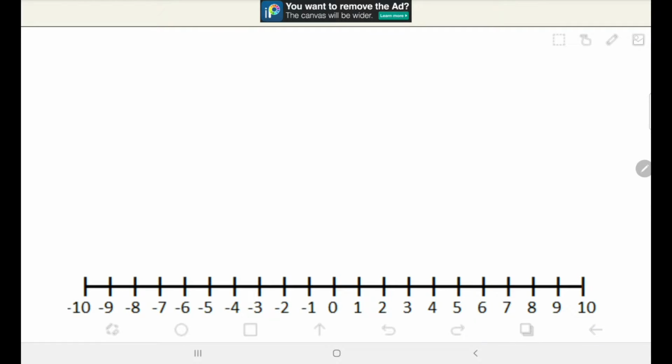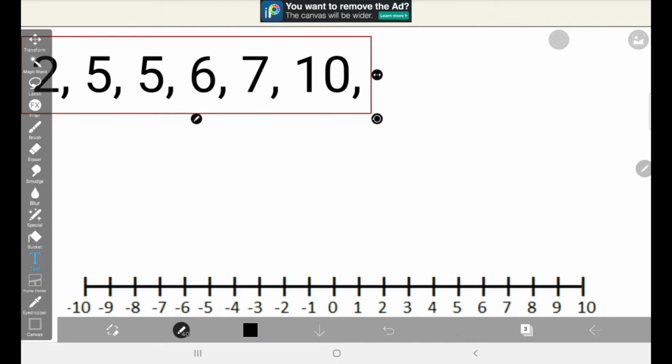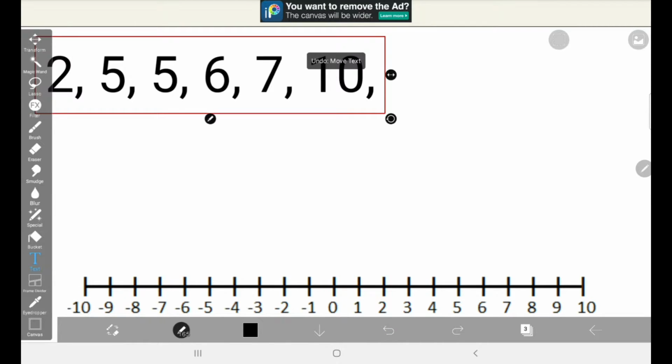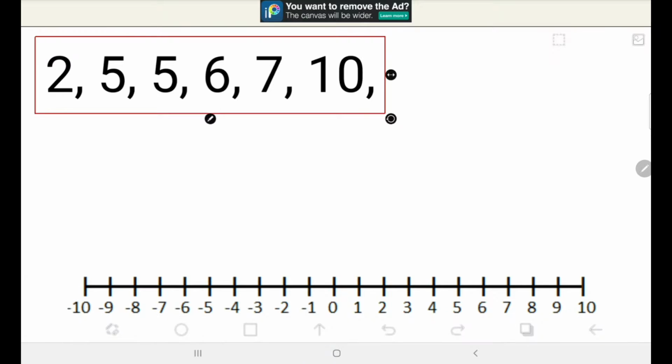So what are quartiles and box plots? Before we answer what box plots are, we're going to quickly go over quartiles. If you know what quartiles are, it's very easy, so don't worry. I'm going to write a list of numbers. So these are the numbers we'll be using: 2, 5, 5, 6, 7, and 10.